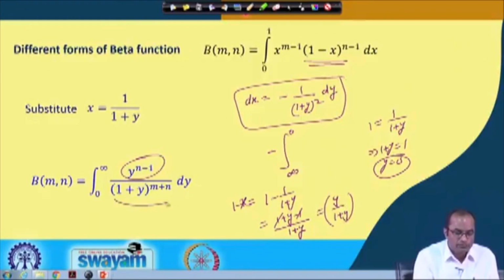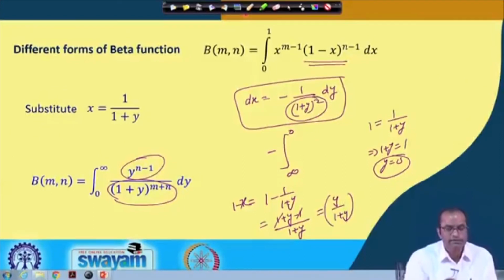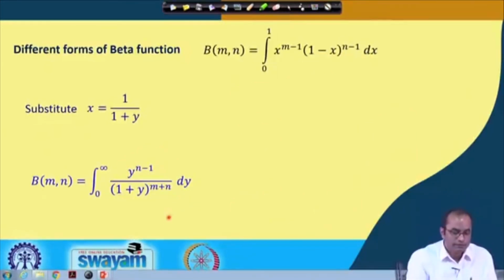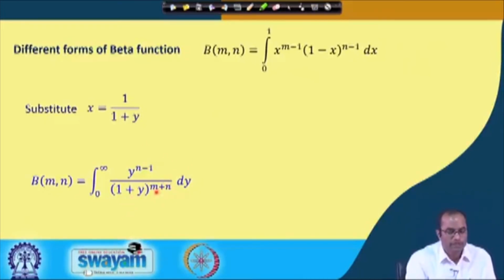Combining those powers, here we had m minus 1 power, and here we have n minus 1 power. So, we will have m plus n minus 2, but this 1 plus y power 2 here will get cancelled with those 2 here. So, we will get the power m plus n. So, this is another form of the beta function, given by y power n minus 1 over 1 plus y power m plus n.